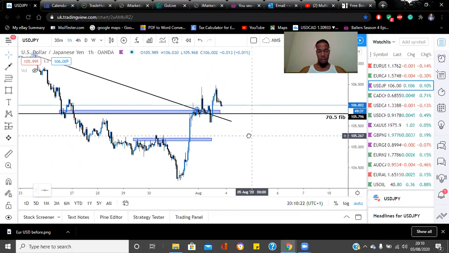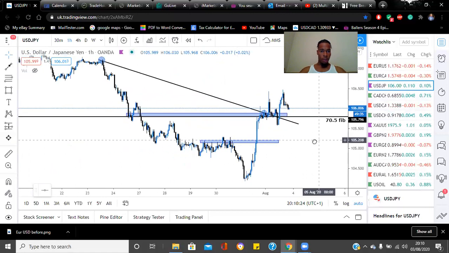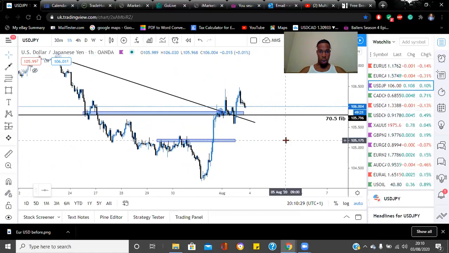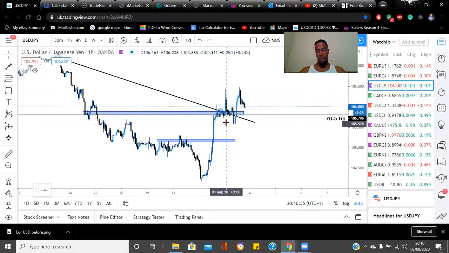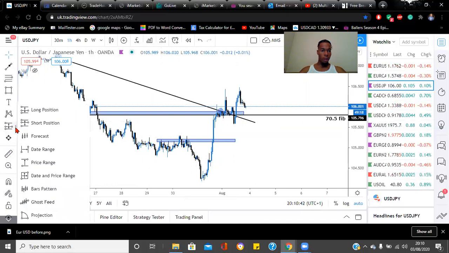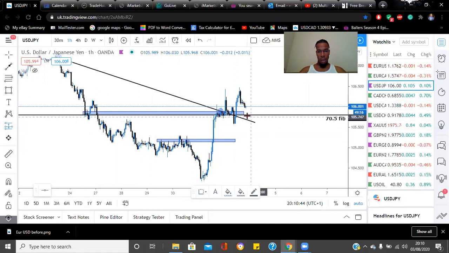USDJPY, this could have been a good trade for some people as well. So there was a downtrend which got broken. There was a key area of support and resistance, and price came up, retested. It did kind of spike. So let's see if one would have still been in that trade, if you would have got in. So let's say it came here. Yeah, let's say you could have got in on this area here.